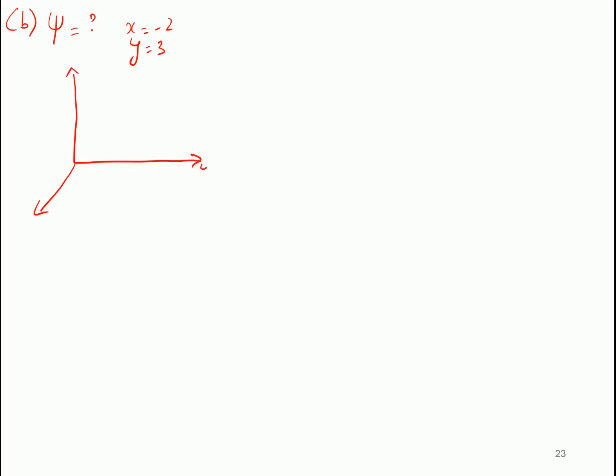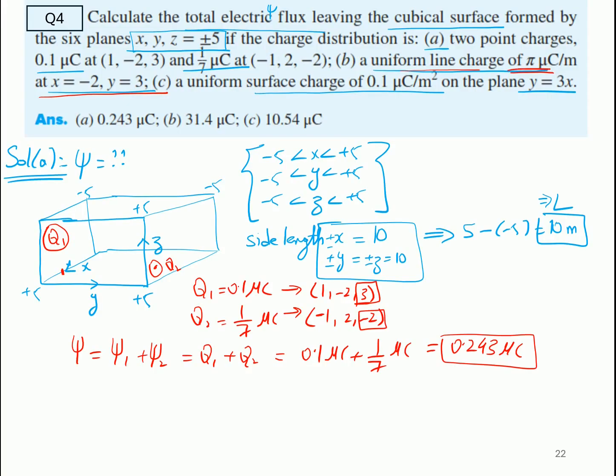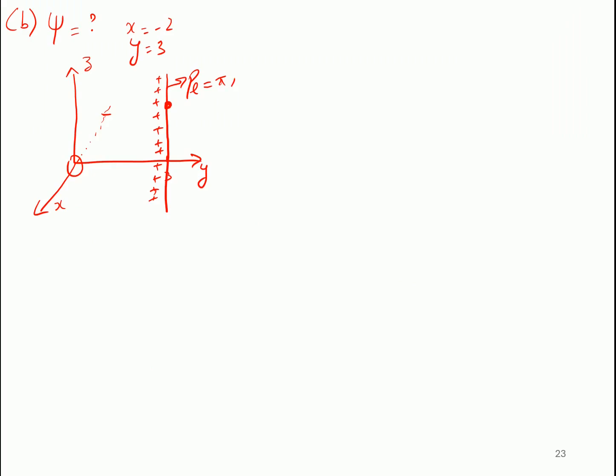So we have the x, y, z, and this is the origin, and now the line is at x equals minus 2, somewhere over here, and y is equal to 3, maybe this point. So the line is parallel to the z-axis. So this is the line charge distribution parallel to the z-axis. Its value is rho L, which is pi microcoulomb per meter. So now I need to figure out what is the charge enclosed.